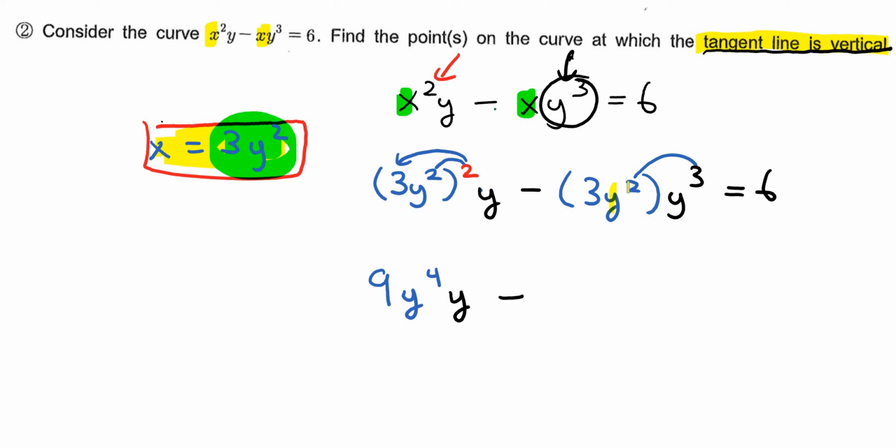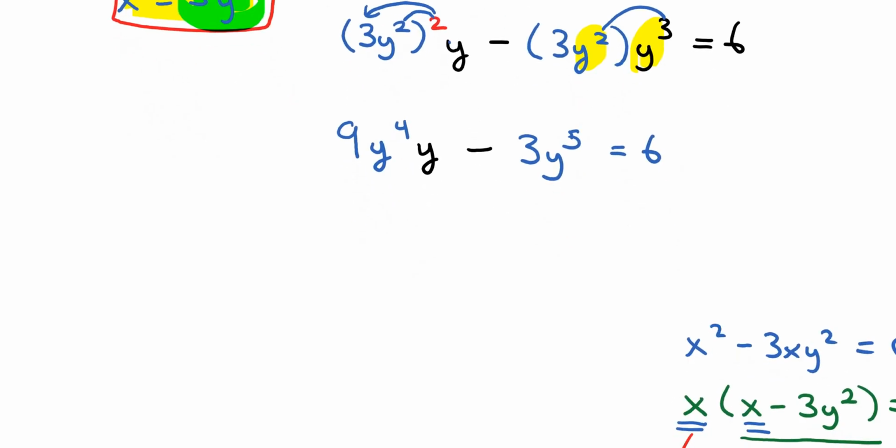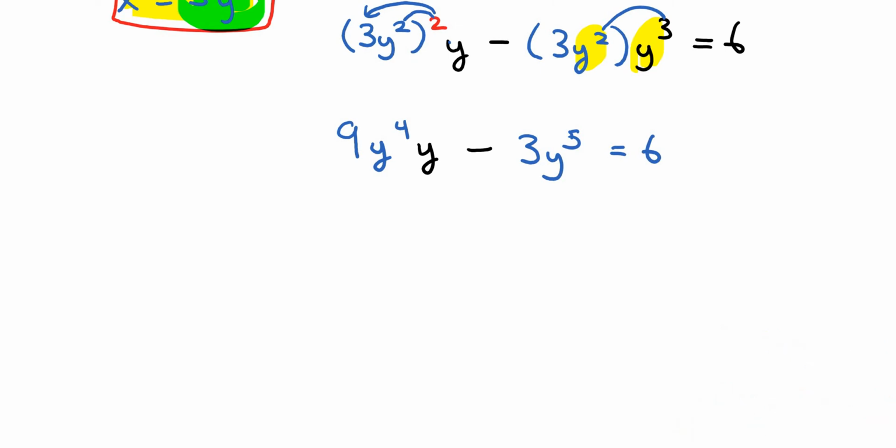Over here on the next line, yes, I can just multiply these two guys, and if I multiply those two guys, I add the powers, so this would be 3y to the power of 5 equals 6. Just erase all this here. And then this part right here, since the bases are the same, there's an invisible 1 here, so this will now become 9y to the power of 5 minus 3y to the 5 equals 6.